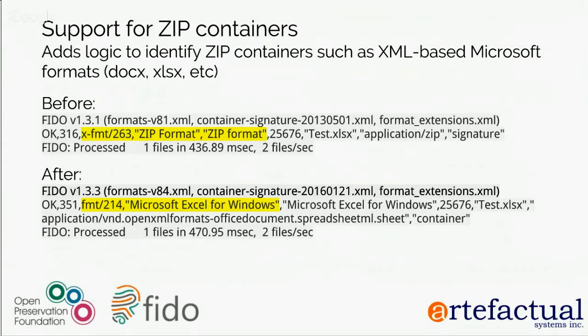And the reason for this is that the compression of the container was preventing that magic byte matching from working. Now it works properly, and as you can see from Fido's output here, highlighted in yellow in each of the before and after is how Fido had identified the file. So you can see initially it was identified as a zip, and after it was identified as Microsoft Excel for Windows.